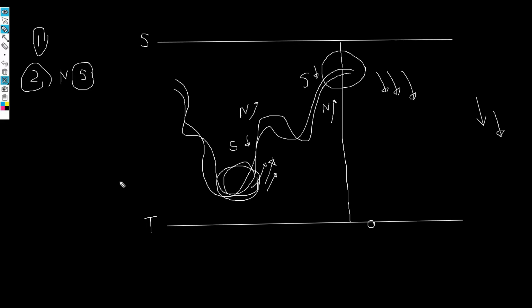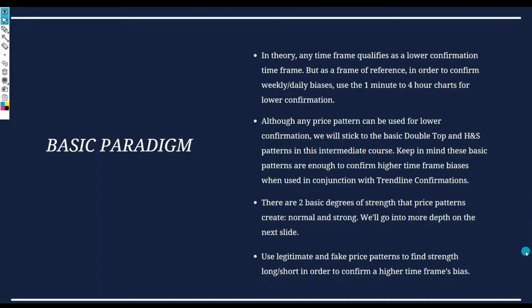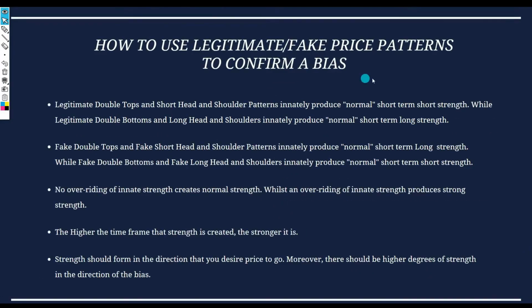Alright, so now let's go into more detail of how to confirm biases with fake and legitimate price patterns. So how to use legitimate and fake price patterns to confirm a bias. Number 1, legitimate double tops and short head and shoulder patterns innately produce normal short-term short strength, while legitimate double bottoms and long head and shoulders innately produce normal short-term long strength.